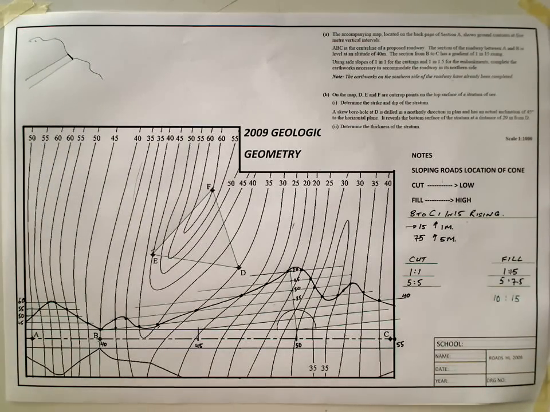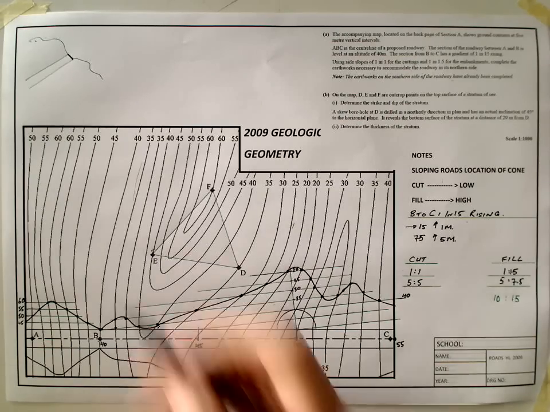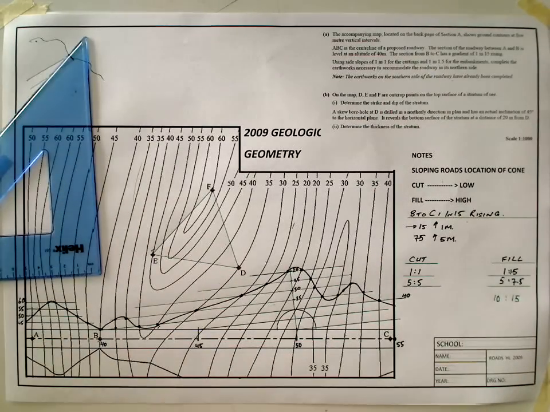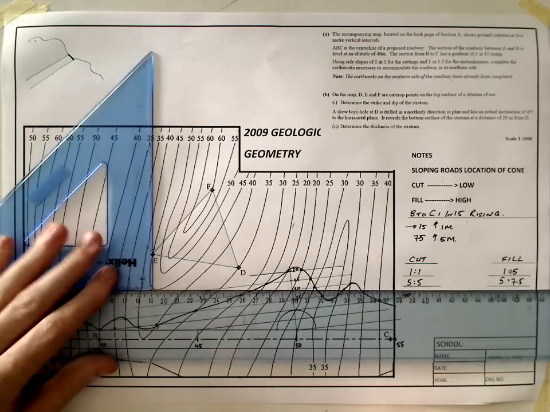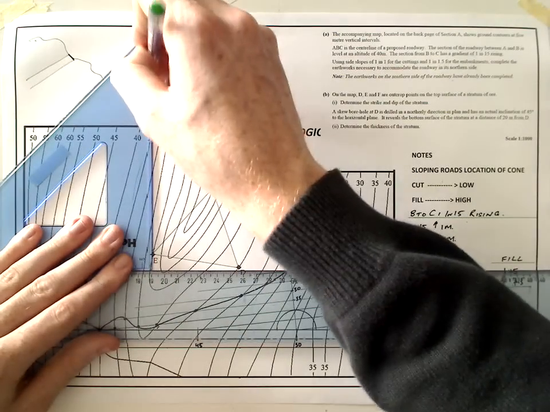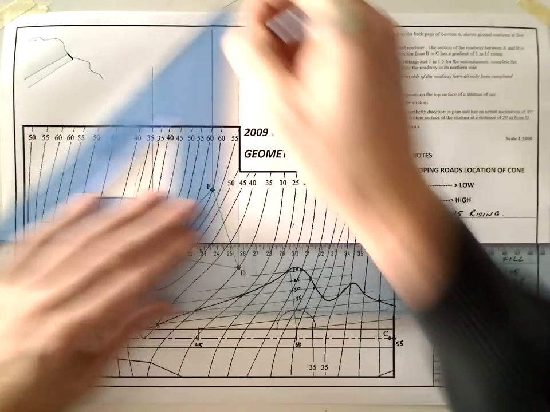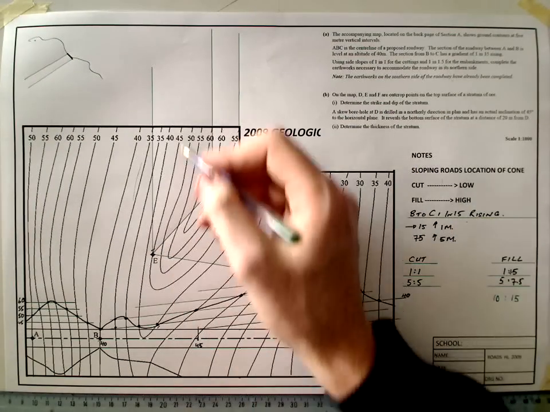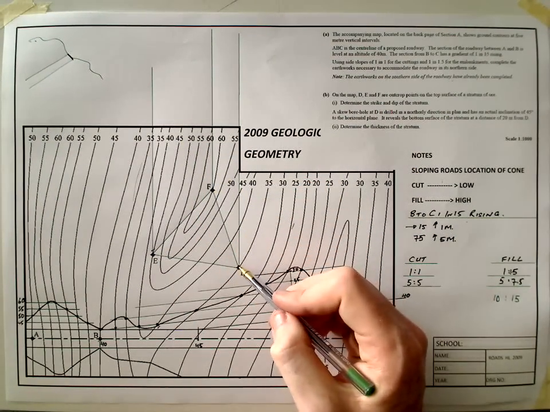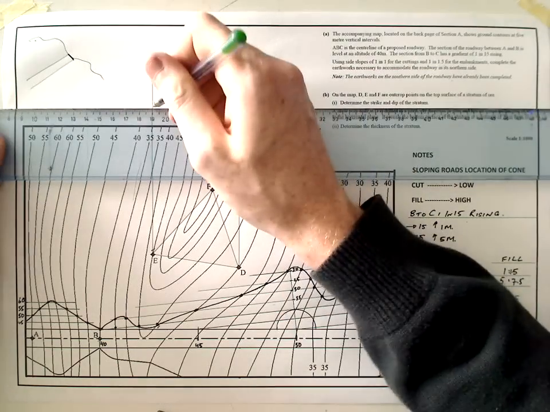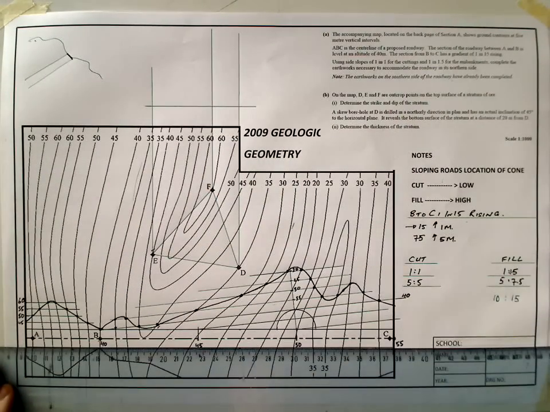So I want to determine the strike and dip of the stratum. Now the dip is the angle that the stratum makes against the horizontal plane. So what I'm going to do here is project up these points to my elevation. I can see E is on 45, F is on 60, and D is on 35. So I'm going to just start off here. I'm going to draw a line here. That's going to be 35.